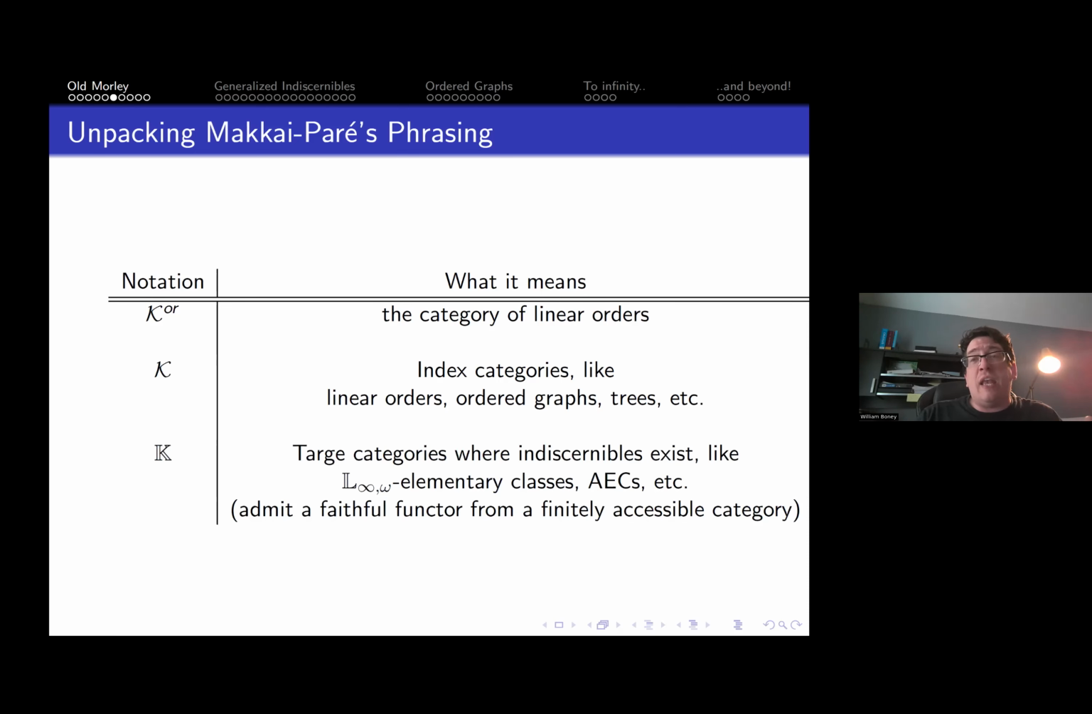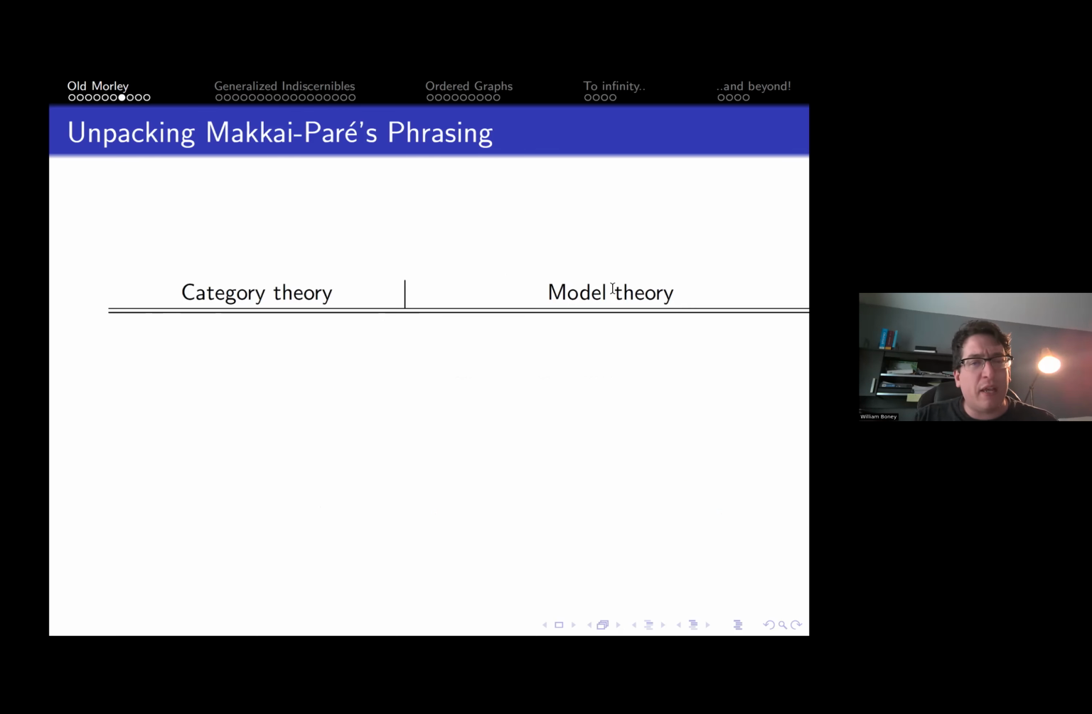This boldface K, and it's unfortunate that I'm just using K everywhere, but I learned it from my advisor, and so you can blame Rami. Wagging his finger at me. But the boldface K are the target categories where indiscernibles are supposed to exist. You should think of these as categories indexed by some L infinity omega theory you like, or an abstract elementary category, or, to be the broadest, some category that admits a faithful functor from finitely accessible categories. I forget if I say this in a second.